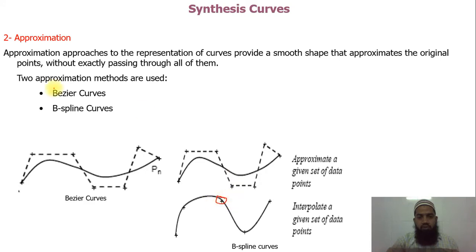But in the approximation curve, the meaning is that the curve will not pass through all the control points, but it will cover the maximum control points. It will not pass through all the control points. That is called approximation curves. There are two types of approximation curve methods. First is called the Bezier curves or Bezier methods, and second is called the Bezier spline curves. These two curves come under the approximation curves.